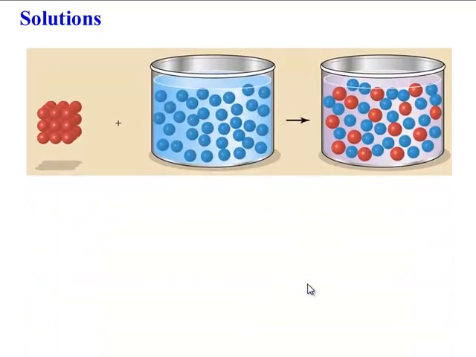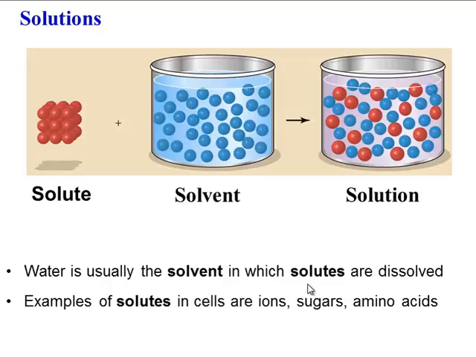So, to understand passive transport, let's quickly review solutions. Solutions are made up of solute, which is some sort of particle that we mix into a solvent, usually a liquid, and the combination is our solution. And in terms of living things, water is usually the solvent in which solutes are dissolved.